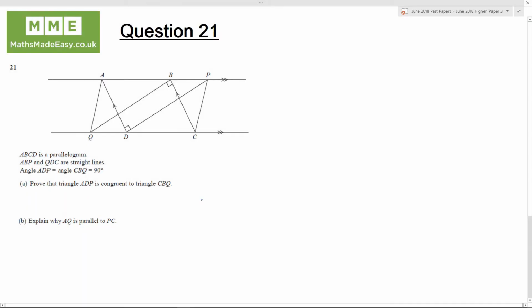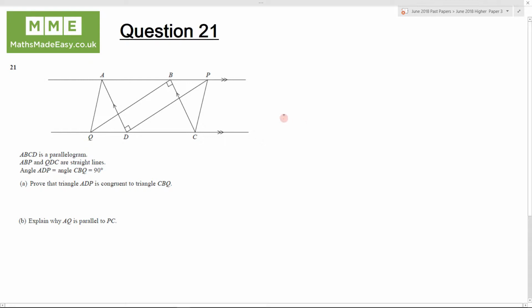Question 21. ABCD is a parallelogram. ABP and QDC are straight lines. Angle ADP and angle CBQ are 90 degrees. Prove that triangle ADP is congruent to CBQ.